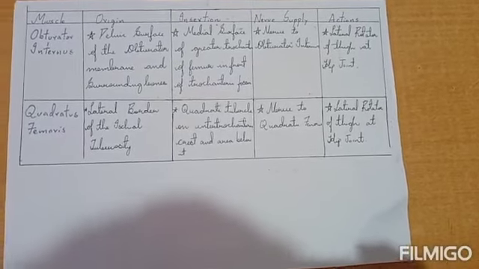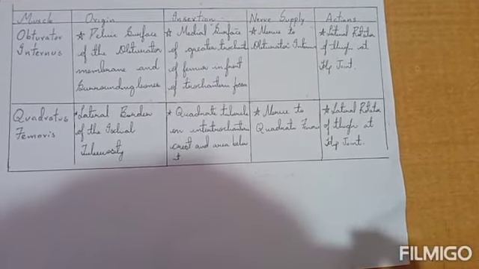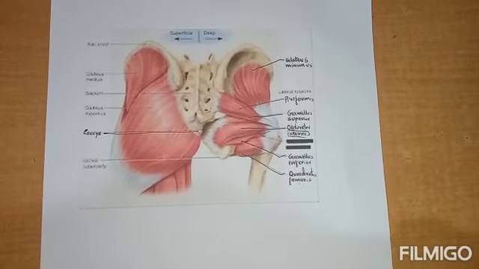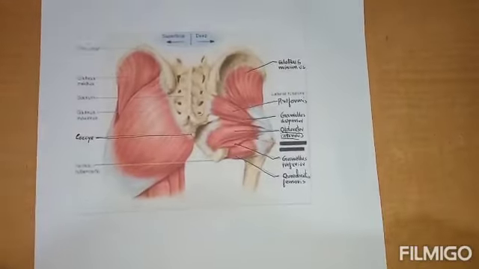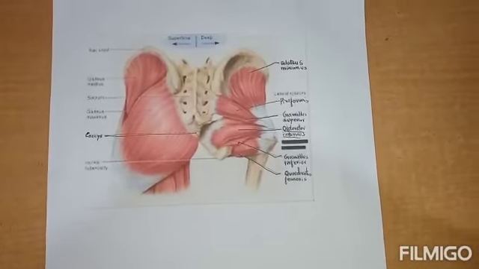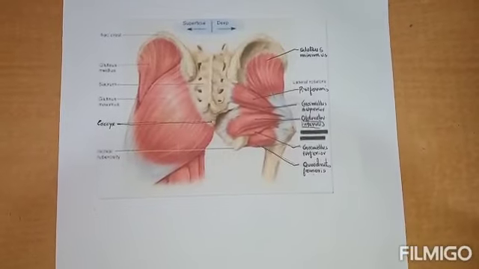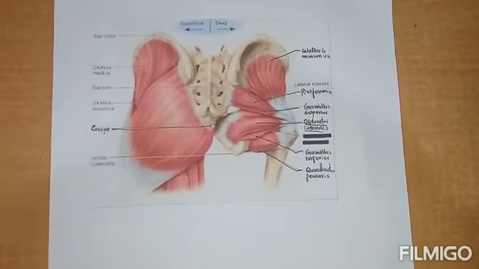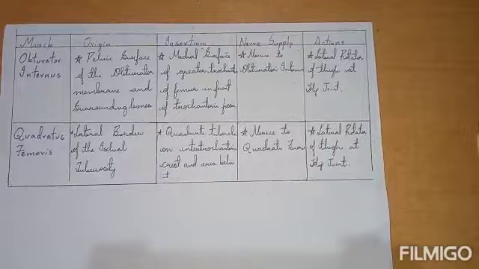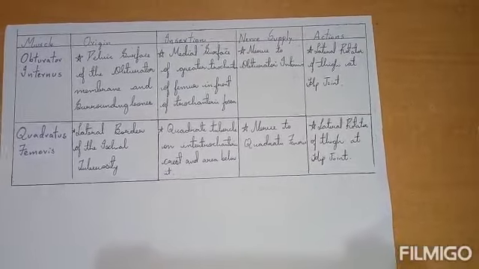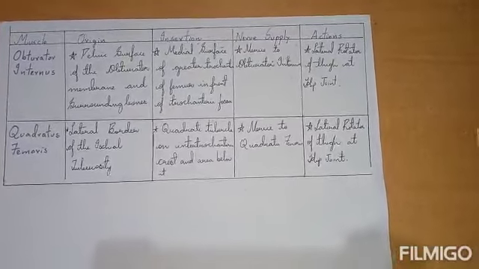The next muscle is quadratus femoris. Quadratus femoris muscle originates from the upper part of the outer border of the ischial tuberosity. This quadratus femoris muscle inserts into the quadrate tubercle and the area below it. This quadratus femoris muscle is supplied by nerve to quadratus femoris, and its action is lateral rotation of thigh at hip joint.